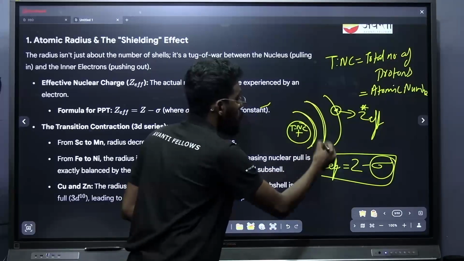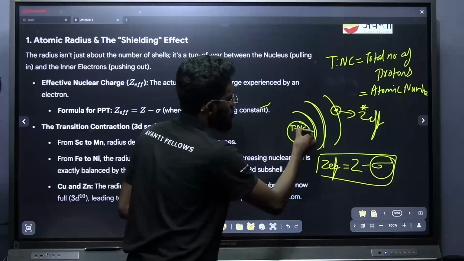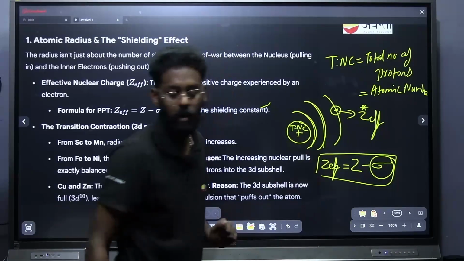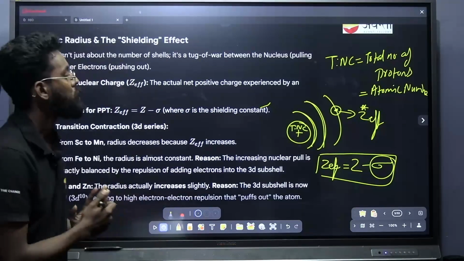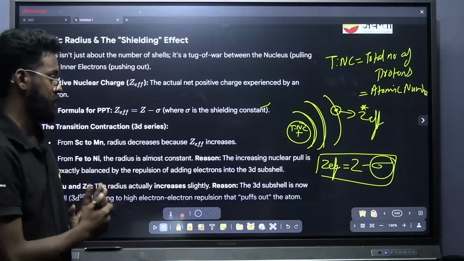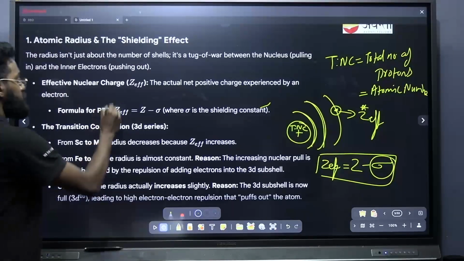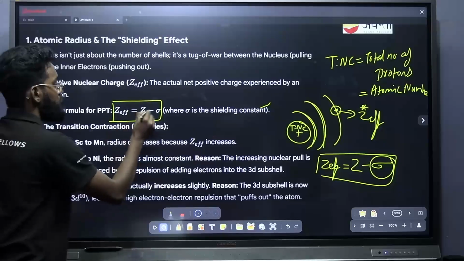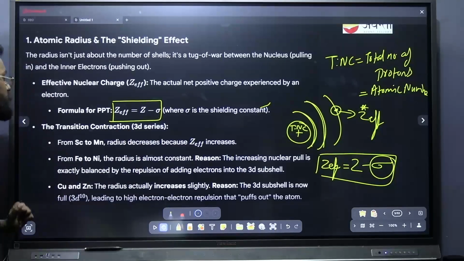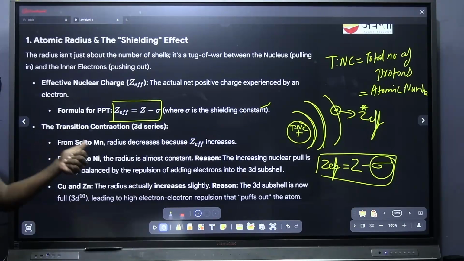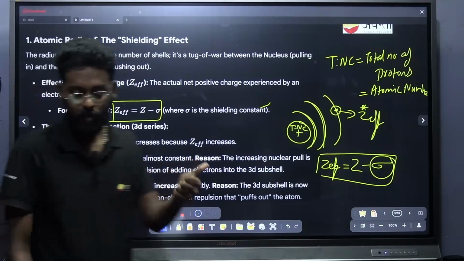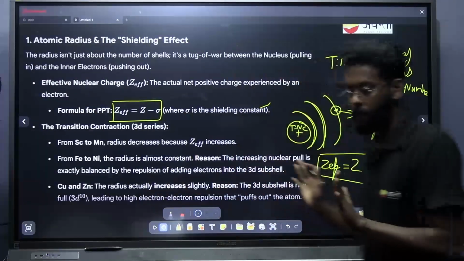This inner shell is blocking the total nuclear charge from reaching the outer shell electrons. That is the shielding effect. The equation is clearly mentioned here: Z effective is equal to Z minus sigma, where sigma is the shielding constant. Hope that was clear to everyone. This is the basic idea.